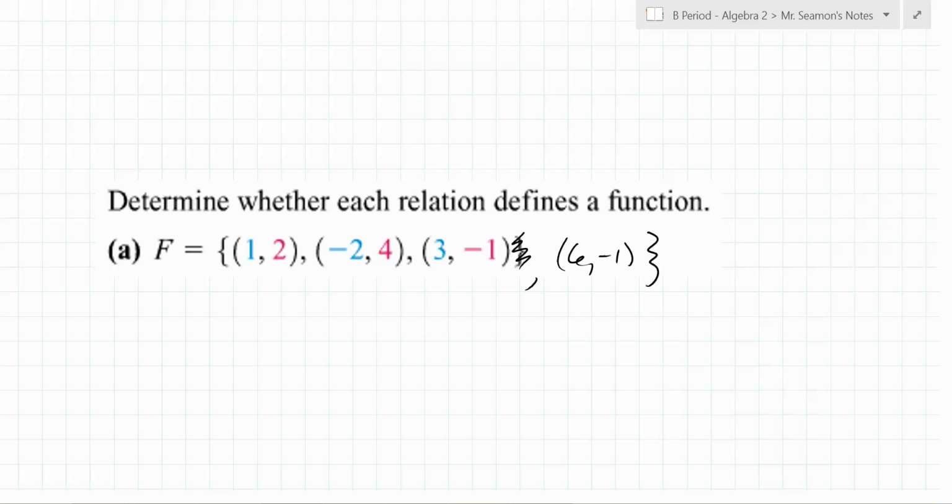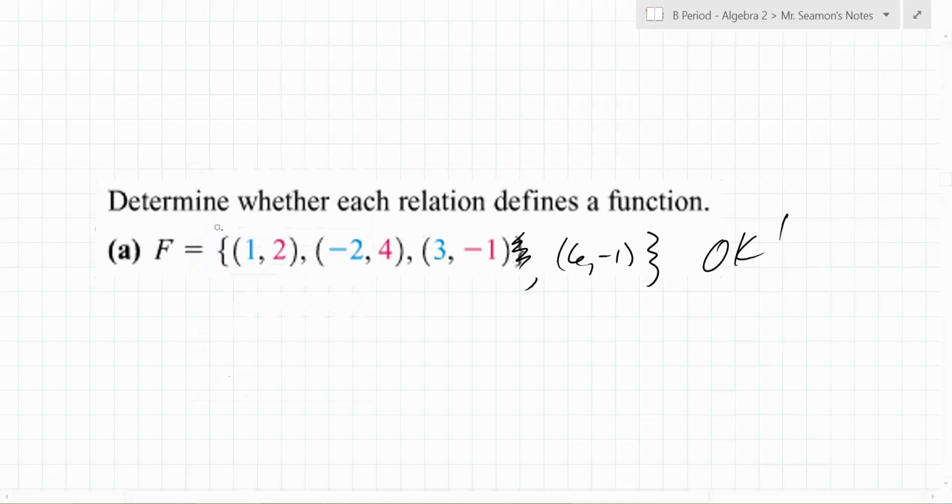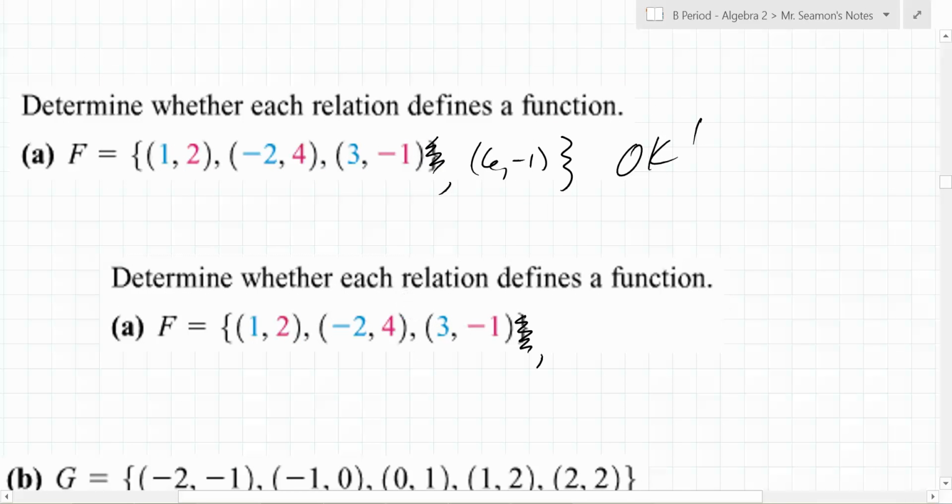Now, let's change it, though. So is this still a function? Yeah, that's still a function. Let's say instead that I changed it this way, and I said, how about 3, 4? Is that a function? No, because of the two threes. This x value, it's the same x value right here. It goes to how many y values? Two of them. 3 goes to negative 1 and 3 goes to 4.